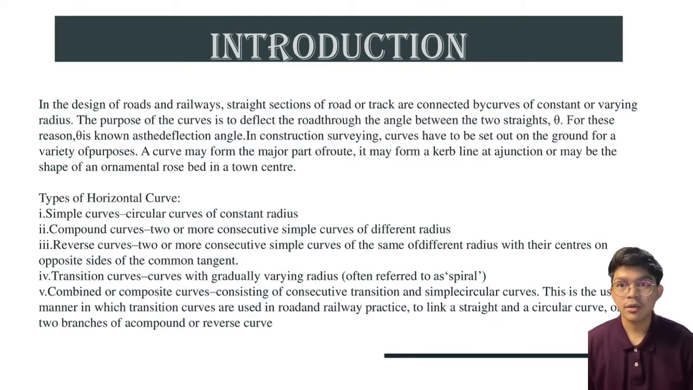In the design of roads and railways, straight sections of road or track are connected by curves of constant or varying radius. The purpose of the curve is to deflect the track. The angle between the two straights is theta. For those reasons, theta is known as the deflection angle.